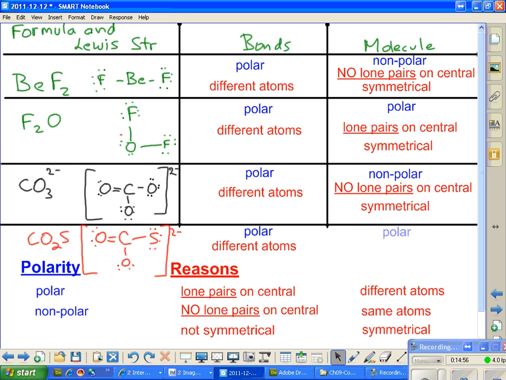Polar molecule. And the reason is because we have this sulfur here, which is different from the other two atoms that are around the central atom, which are oxygens. That sets up a dipole within the molecule and makes the whole molecule polar. And so we still have no lone pairs around the central atom, but that is not what's going to make the difference. The difference is that it is no longer symmetrical. No longer symmetrical.